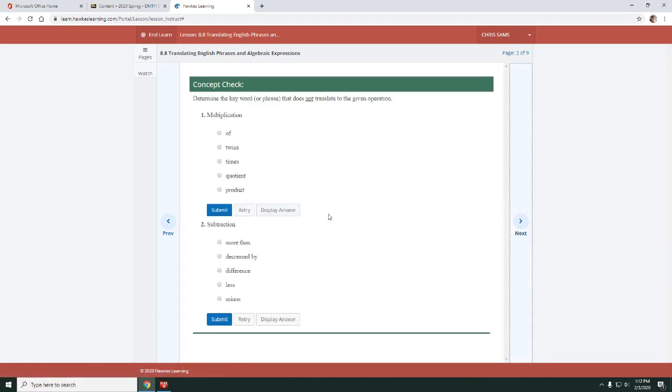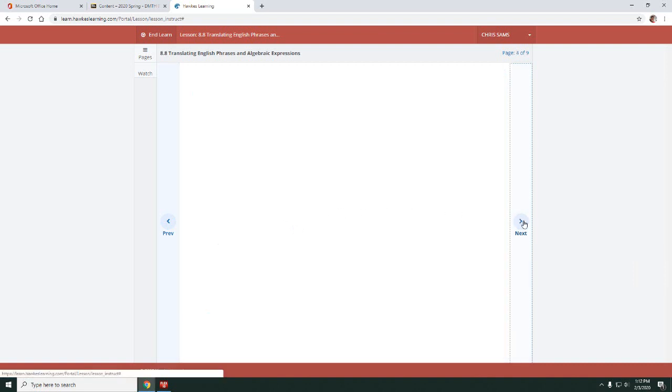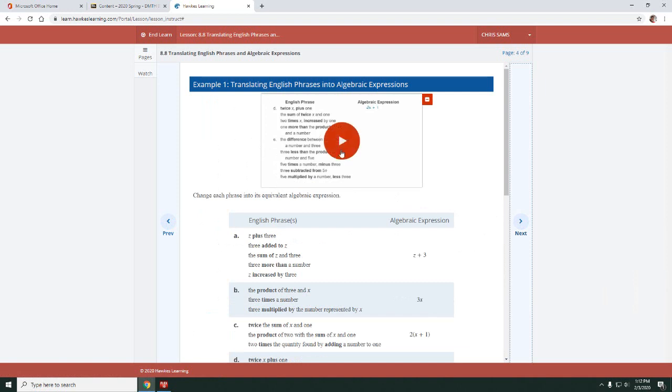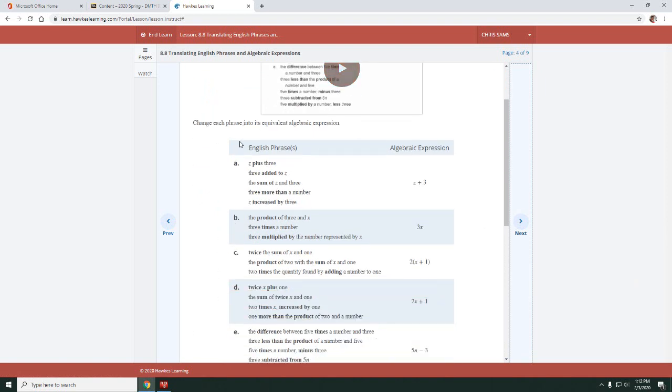Here's some examples in Hawks. I always like to do my own, but you can try those out. A video example, and then down here they also give you some examples of what you might see when you're trying to translate an English phrase to an algebraic expression. And what this just means is that you're going to be given a word scenario, a word problem, and you need to rewrite it to make an equation.